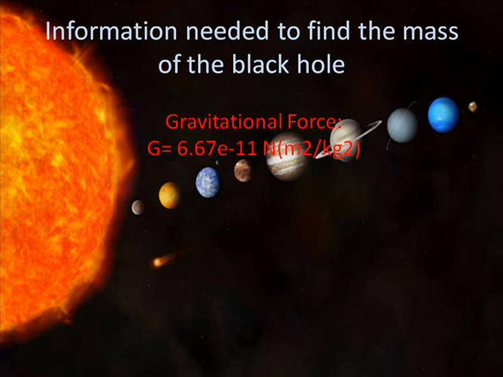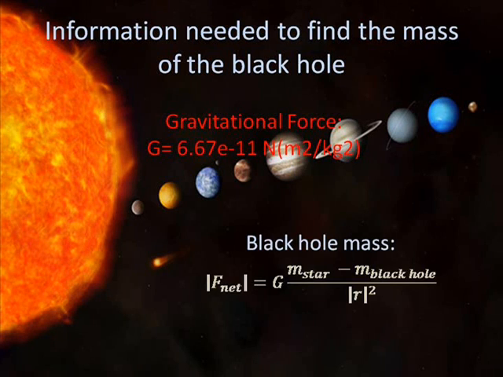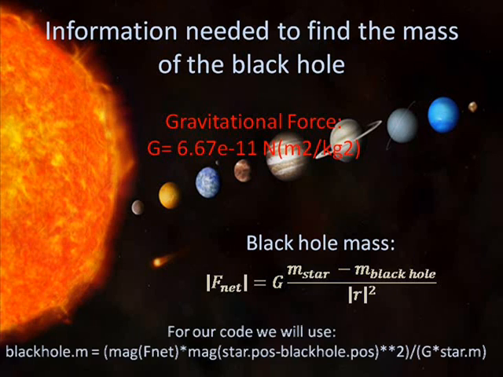Also, by applying Newton's law of universal gravitation, I used gravitational constant G equal to 6.67 e to the negative 11 newton meter squared over kilogram squared. Newton's law of universal gravitation states that there is a force of attraction between all masses of the universe. In order to find the mass of the black hole, I used the following formula using G. The magnitude of F net is equal to G times the mass of the star times the mass of the black hole over the displacement's magnitude squared. In order to put this formula into VIDLE, I used the following code.